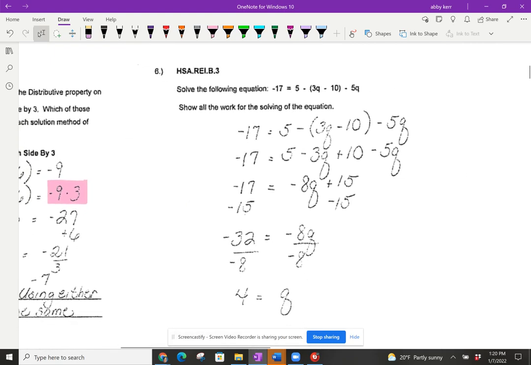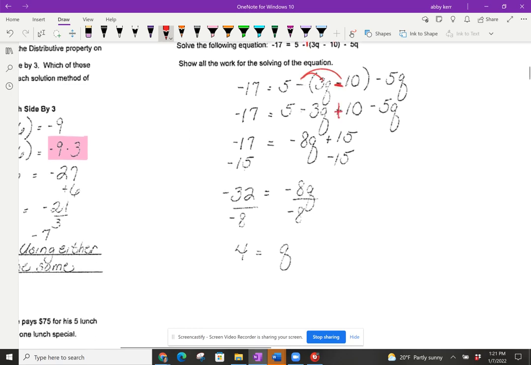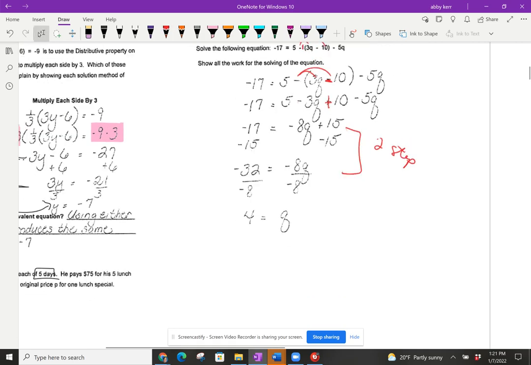For number 6, you have to be careful. There is a -1 there. Some students make the error of multiplying the 5, which we don't want to do. Some students try to combine like terms first. You always want to take care of this negative sign first. So this is what we did here. Negative times 3q is negative 3q. Negative times a negative 10 gets you that positive 10. And now, once again, this is just your 2-step. Undo adding or subtracting first, and then divide.